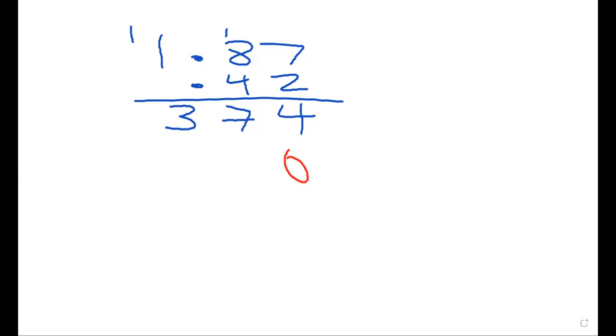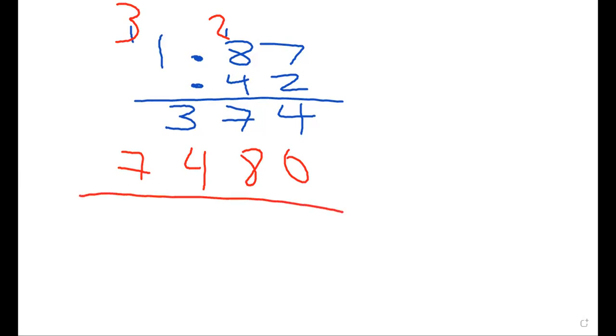Okay, 7 times 4 is 28. 8 times 4 is 32, 33, 34. 4 times 1 is 4. Add the 3, 7. So let me just check my work. 7 times 2 is 14, 16, 17, 2, 3. Okay, that looks right. 28, 32, 33, 34, 4, 5, 6. Okay, just checking my work. Always good to check your work, especially when you're doing things by hand.